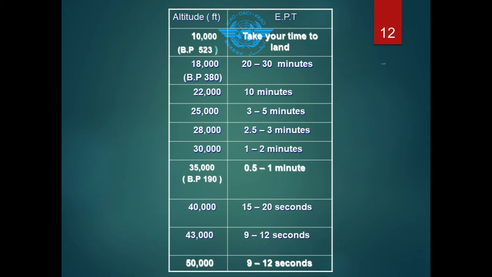is 10 minutes. At 25,000, 3 to 5 minutes; 28,000, 2.5 to 3 minutes; 30,000, 1 to 2 minutes; 35,000, 0.5 to 1 minute. At, of course, higher altitude, like 40,000, the effective performance time is 15 to 20 seconds, and at 43,000, 9 to 12 seconds. This is very important for military pilots who are flying at very high altitude.